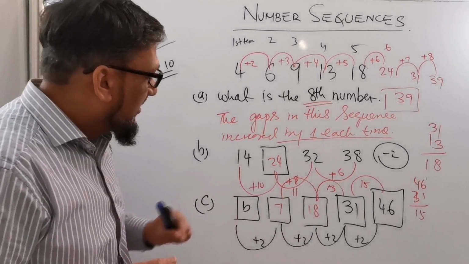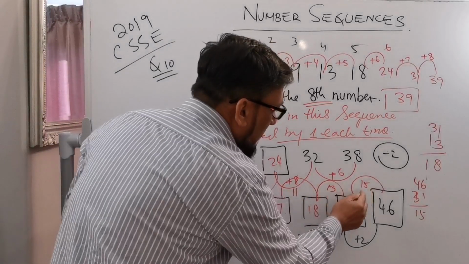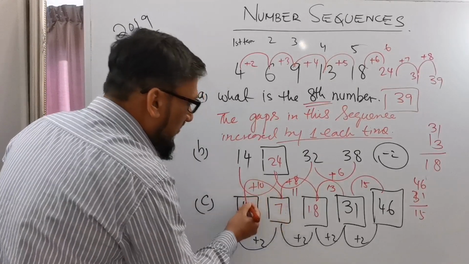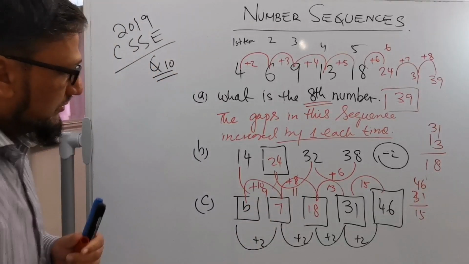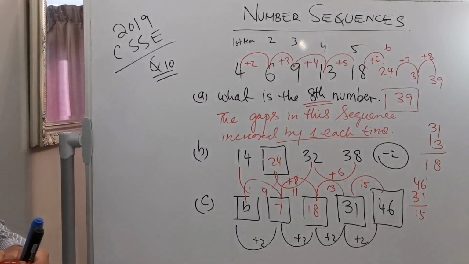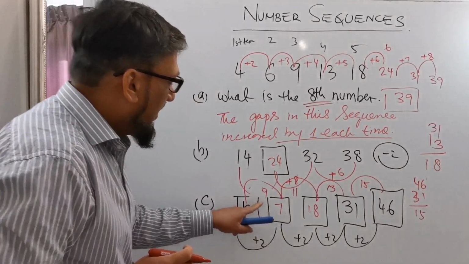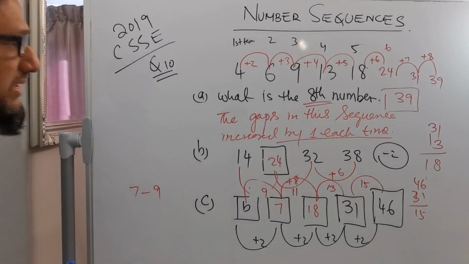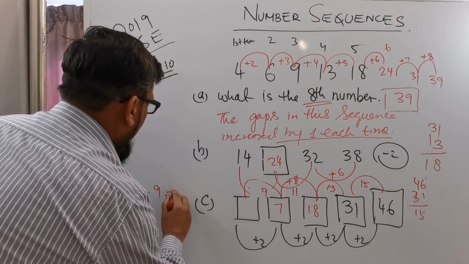And finally the number B. If you look at the differences, 15, 13, 11, then obviously from B to 7 the difference must be 9. So the difference between B and C is 9. Simply, we take 7 take away 9, so the answer will be minus 2.